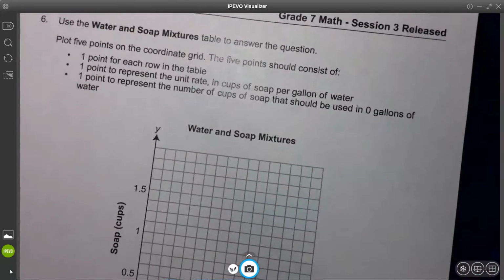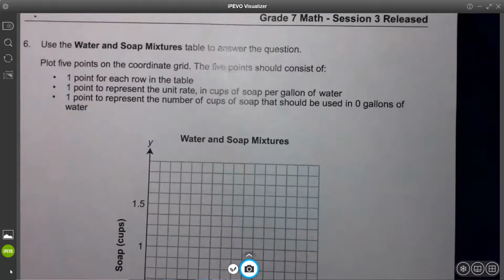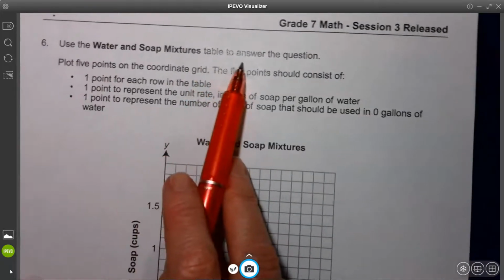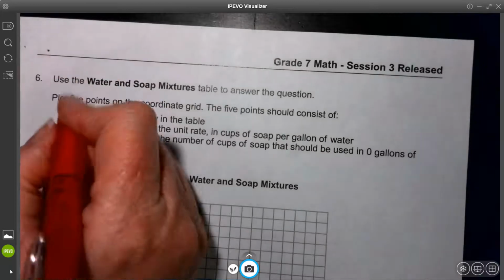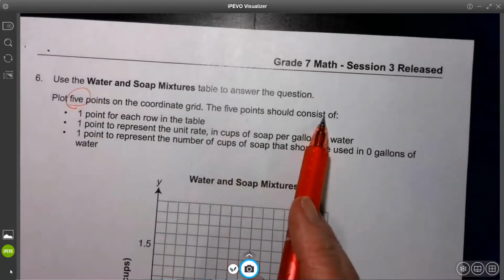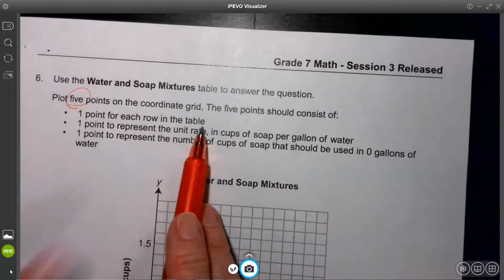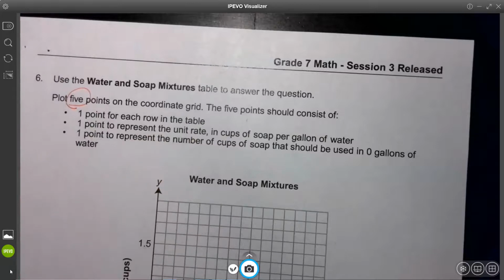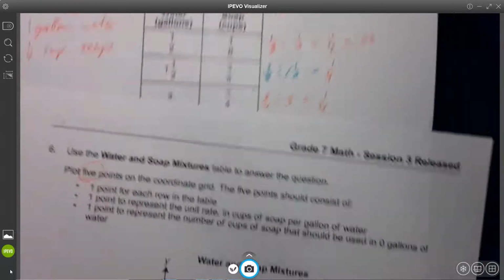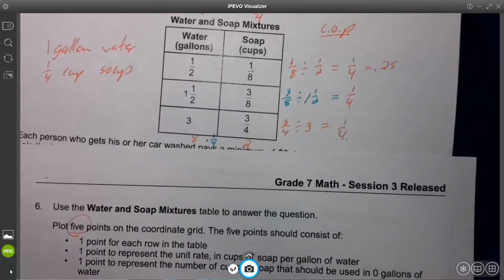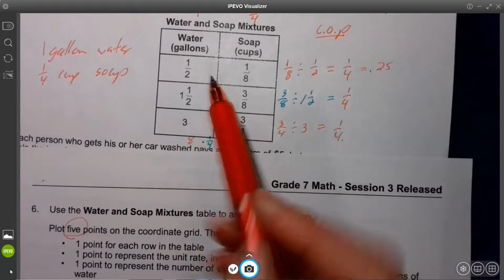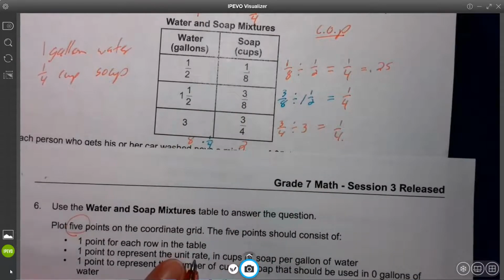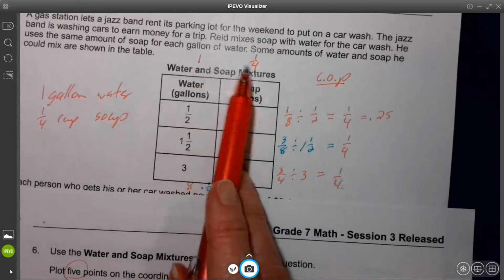Okay, last question. And the last one's actually the easiest. It says, use the water and soap mixture table to answer the question. Once again, plot 5 points. We need 5 points, 1 point for each row in the table. Let's bring that table back up. Here's my table. I need to have 1 point for each one of these. And then I need 1 point to represent the unit rate. Well, bonus, we already did that too.